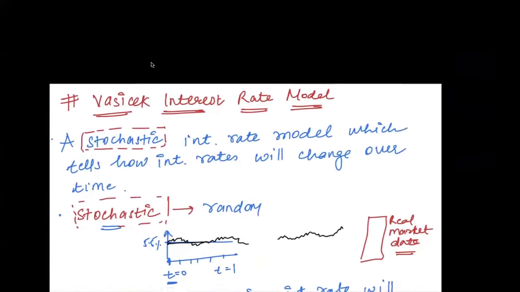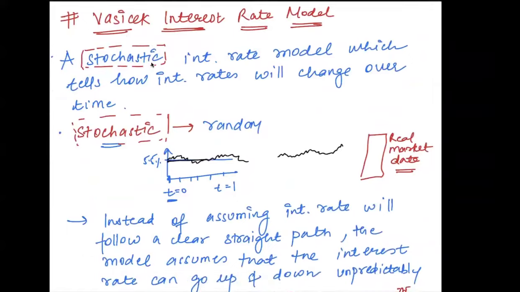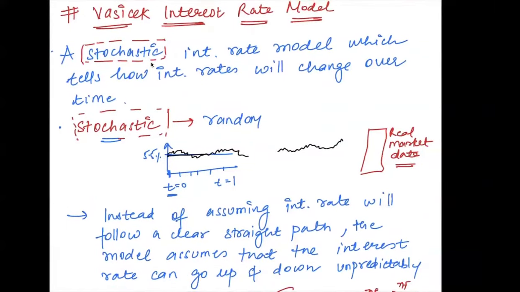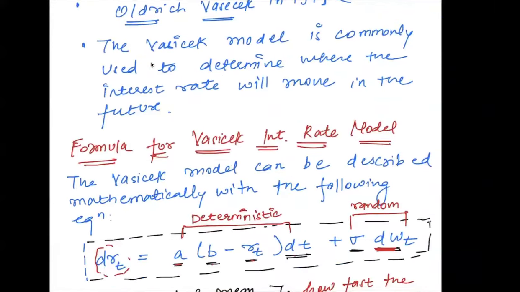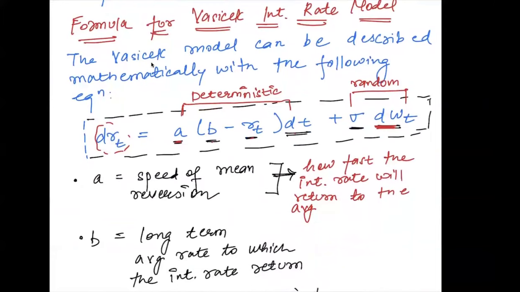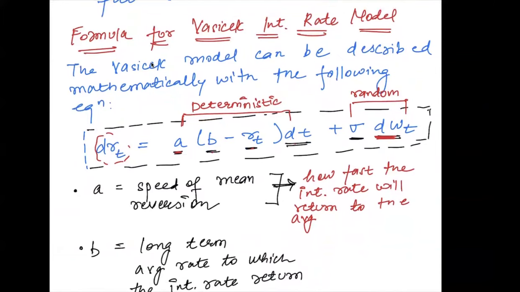Otherwise, just to refresh, Vasicek is nothing but a stochastic interest rate model, right? And it models using this equation: drt is equal to a times (b minus rt) dt plus sigma dWt. A is the speed of mean reversion. B is the long-term equilibrium rate. rt is the interest rate, dt is the change in time, sigma is the volatility, and dWt is the Wiener process. So let me show you the Excel implementation.